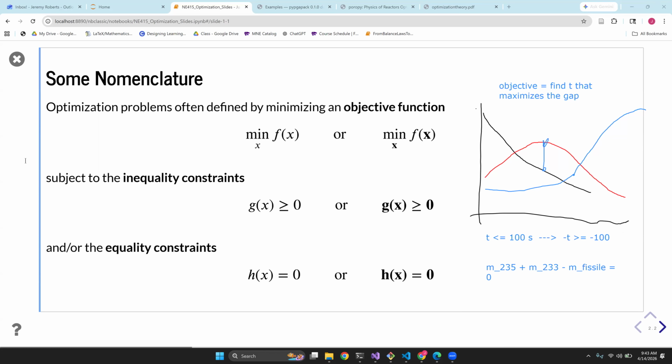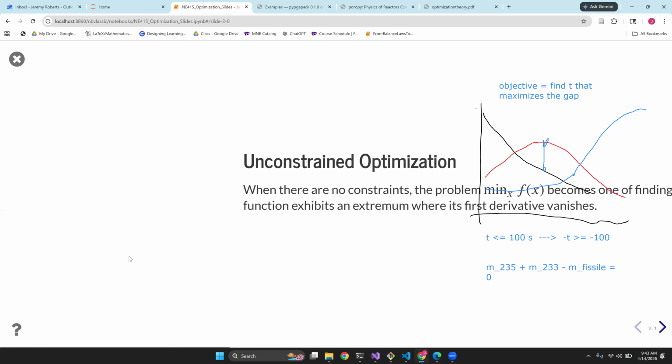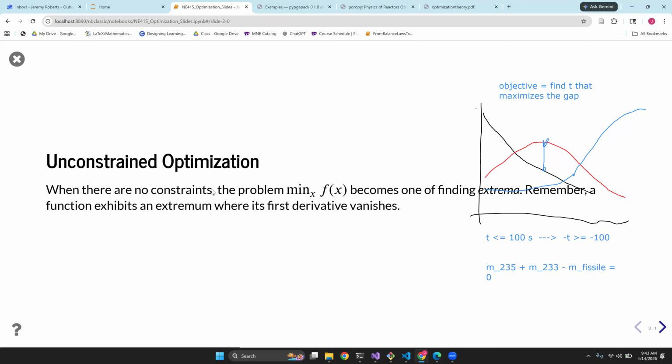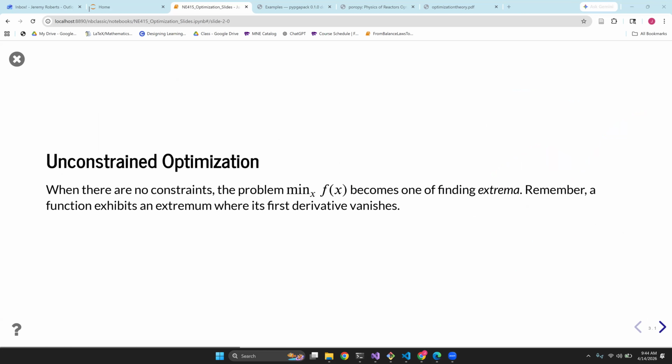Okay. I want to get rid of the annotation. And there we go.